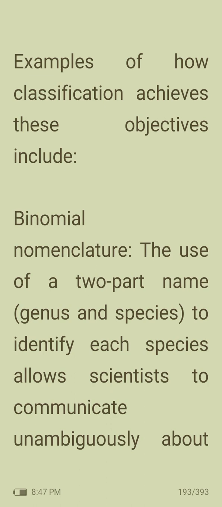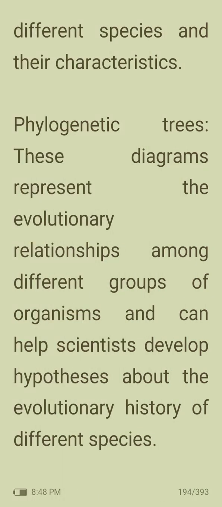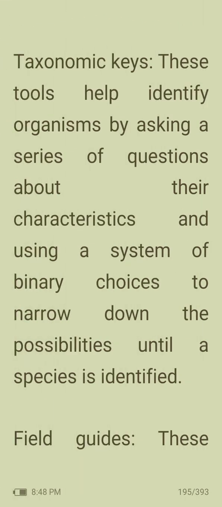The use of a two-part name, genus and species, to identify each species allows scientists to communicate unambiguously about different species and their characteristics. Then, phylogenetic trees. These diagrams represent the evolutionary relationships among different groups of organisms and can help scientists develop hypotheses about the evolutionary history of different species. Then, taxonomic keys.